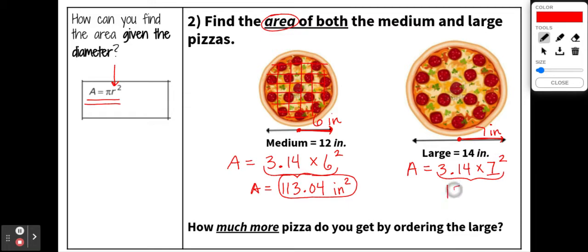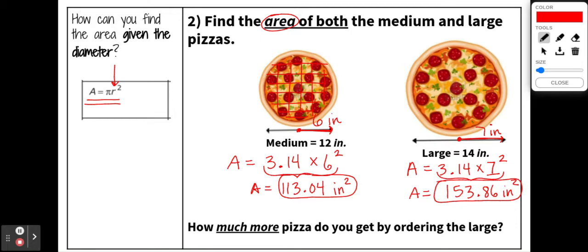I get 153.86. And that's inches squared. Little square inches right in there. Wow, if you cut the pizza into little square inch pieces, you get a lot of pieces, wouldn't you? But they would be tiny.